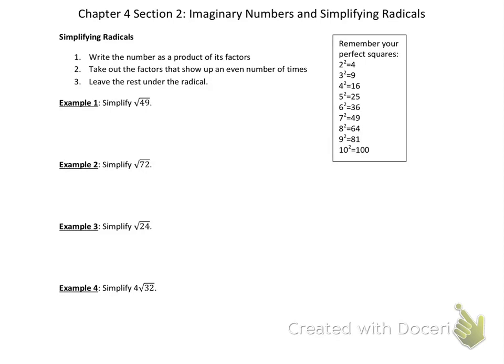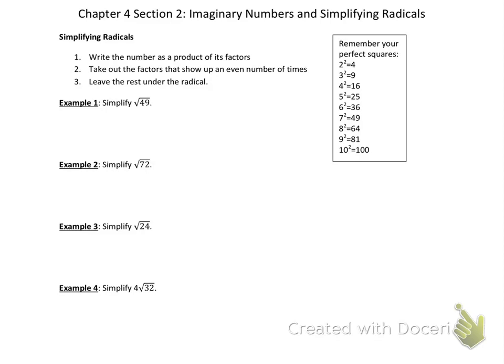So we're going to start with simplifying radicals, because anytime you have a square root, that is a radical. And we have to make sure it is as simple as possible. So if it's the square root of 4, well, what is the square root of 4? It's 2. So we need to be able to simplify these things even when it's not a perfect square.